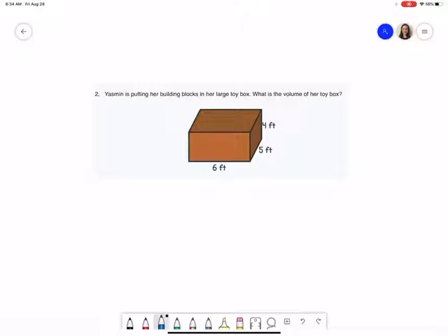Okay, so first we need to come up with a math sentence. And when we're doing volume, we're looking at length times width times height. Okay, and we're going to keep telling you guys that over and over again, okay? So length times width times height. So first, let's find the length. The length is going to be this measurement down here, which is 6 feet.